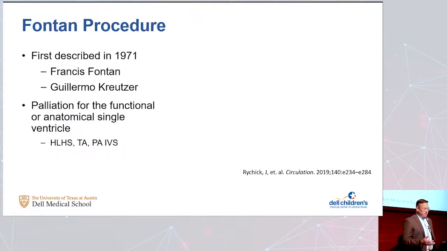So what was this procedure? The Fontan procedure was originally described by Dr. Fontan in Paris in 1971, later refined and described by Kreutzer in Argentina in '73. This was a palliation for the functional or anatomical single ventricle. Some of those examples are hypoplastic left heart syndrome, tricuspid atresia, pulmonary atresia with intact ventricular septum.